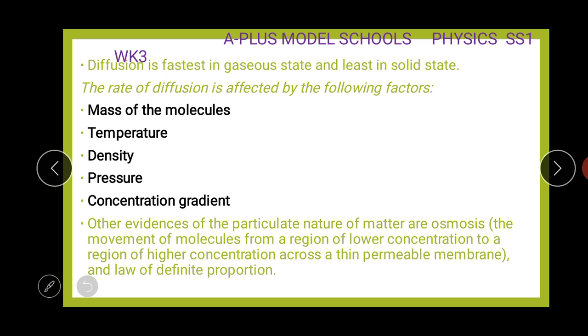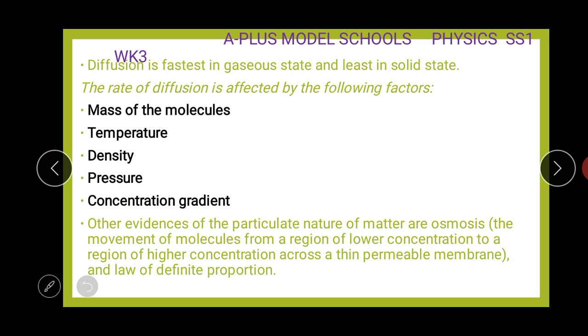So the rate of diffusion is affected by these factors I listed. The rate of diffusion is affected by the mass of the molecules. The lighter the molecules, the higher the rate of diffusion. Temperature also can enhance diffusion, as can the density of the substance, the pressure, and the concentration gradient.